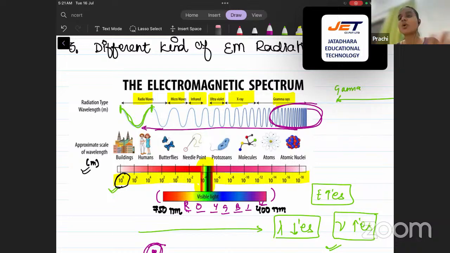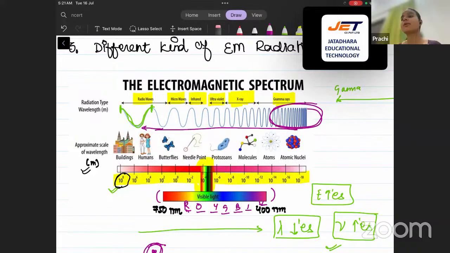So this is all we have in the electromagnetic radiation. We have different kinds of radiations, and all of them, whether somebody says radio waves, microwave, infrared, the visible part that we can perceive with our eyes, ultraviolet rays, X-rays or gamma rays, all of them are electromagnetic radiations.